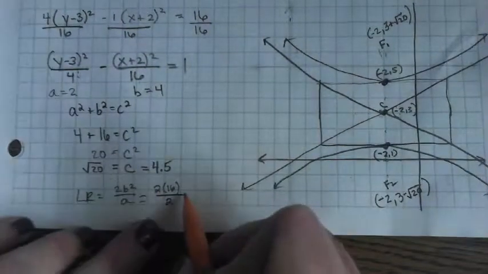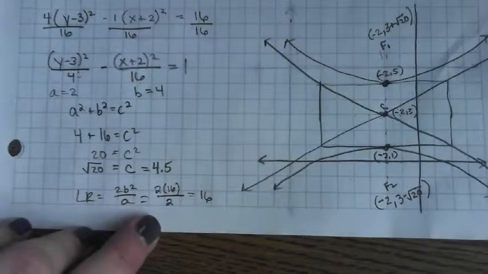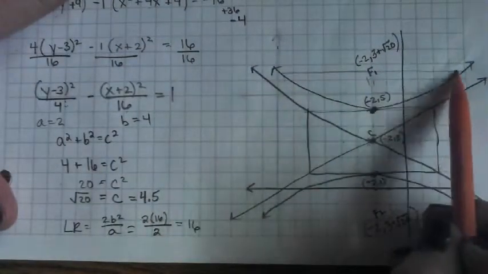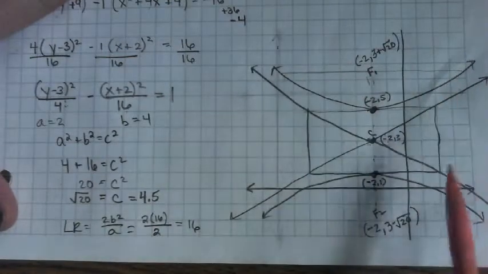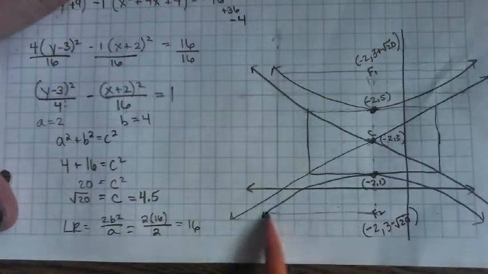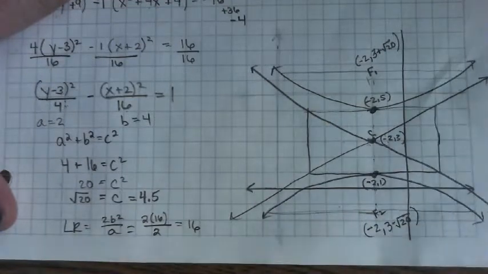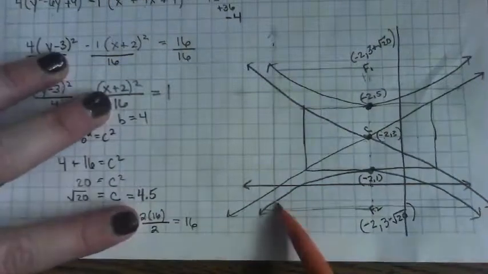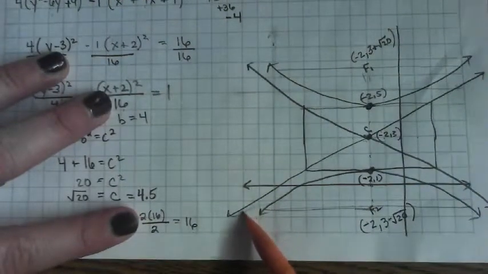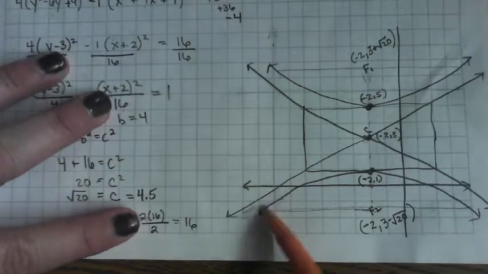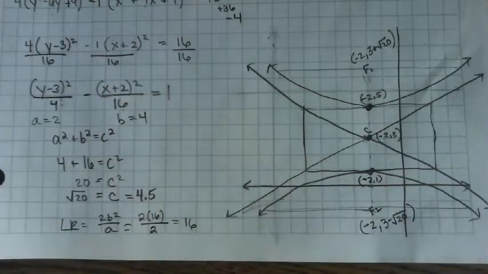So that's 16, the length of your latus rectum, which is really the distance here. That should be about 16 units long. And then same thing down here, should be about 16 units long. You know, not exact, because I probably should be closer to my diagonal by now, but the general shape is there.